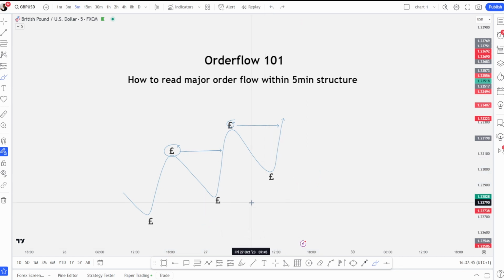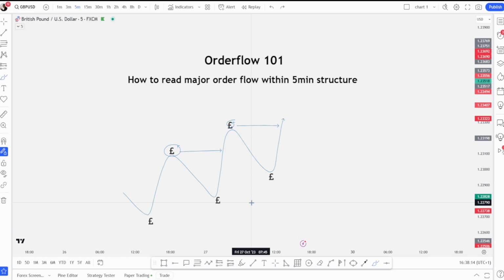Now, there are 2 different types of order flow, but they are both the same thing. Should I say 2 different aspects rather than 2 different types? The 2 aspects are the liquidity aspect of price and then the structural aspect of price. They are both very different, but they are both at the same time coming together to create what we know as our major order flow.